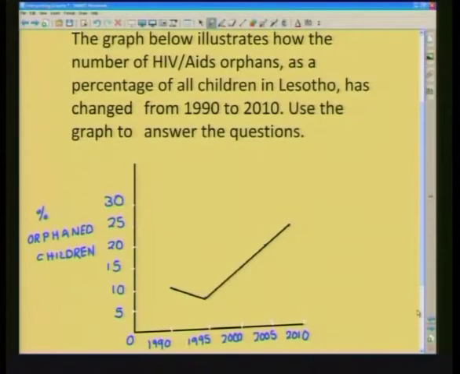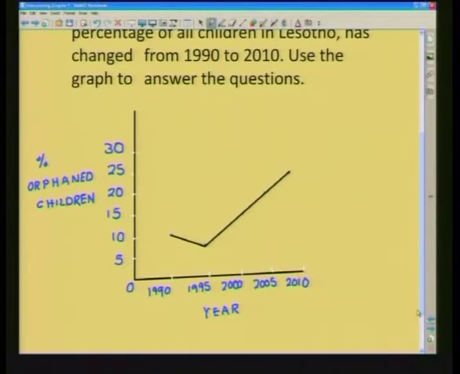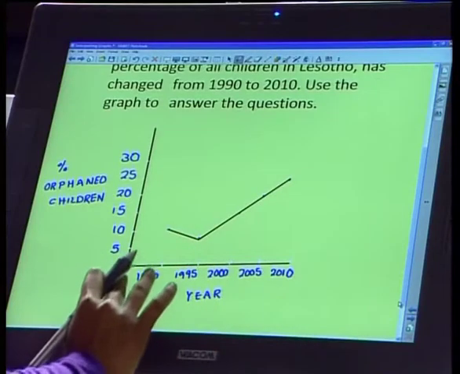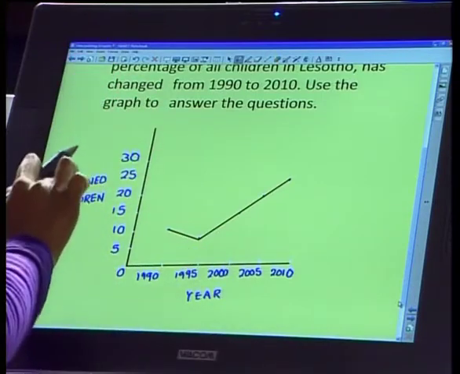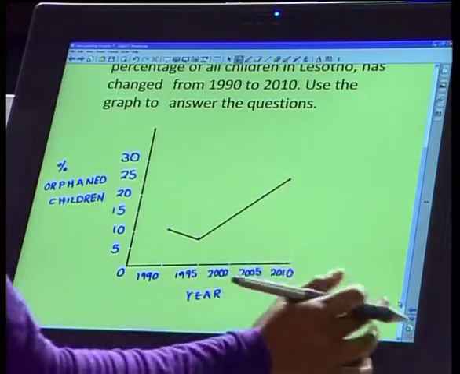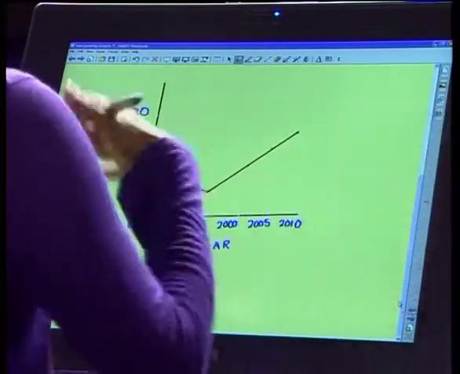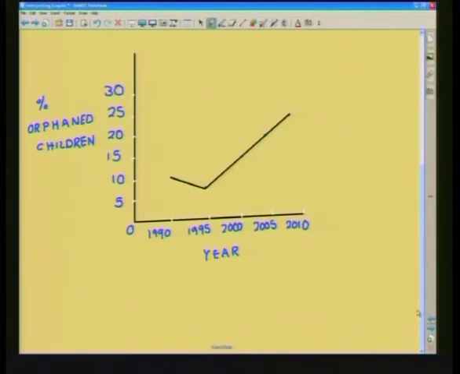So we are told that HIV is recognized worldwide as a threat, and they then give us a graph which illustrates the number of orphans in Lesotho, and this has changed from 1990 to 2010. This type of graph is called a line graph. It shows you how quantities change over time, and your axis must always have your units. So on the y-axis we have percentages, and on the x-axis we have years. All right, so this is a line graph just showing you how things change from one point to another.